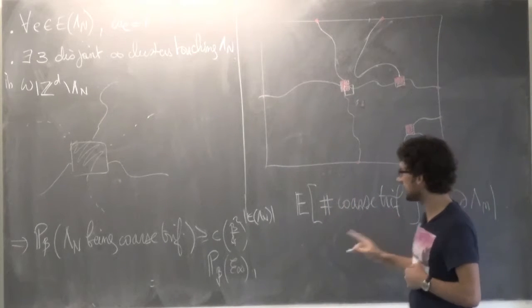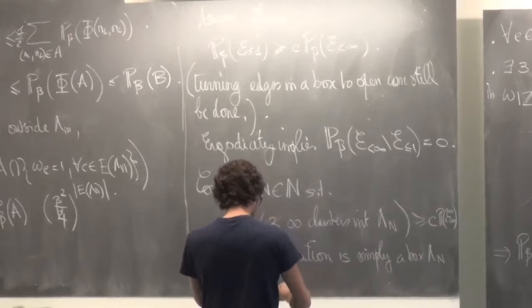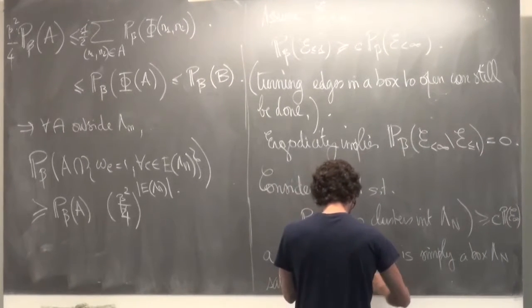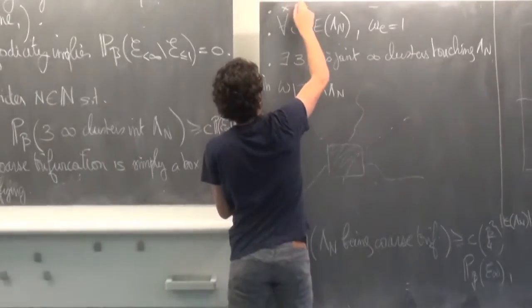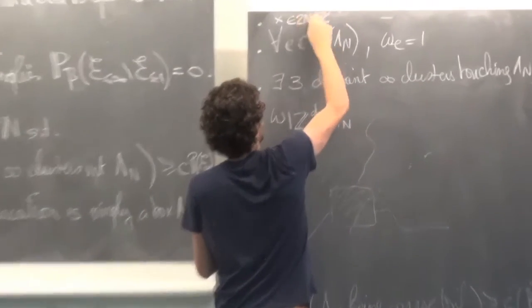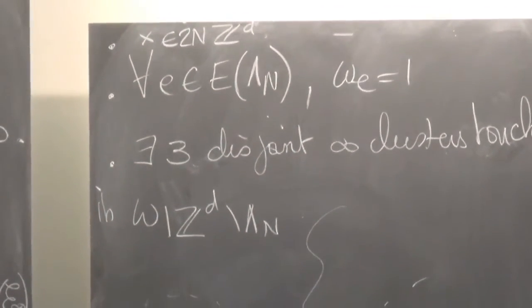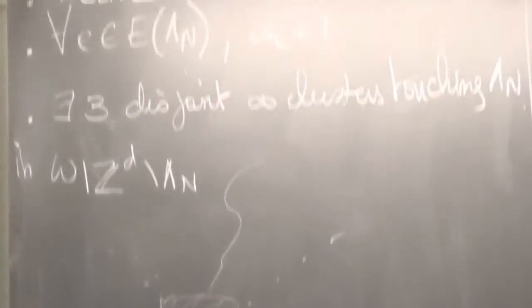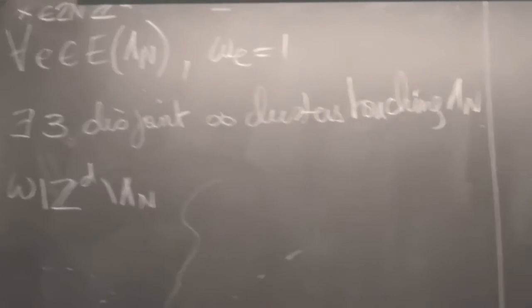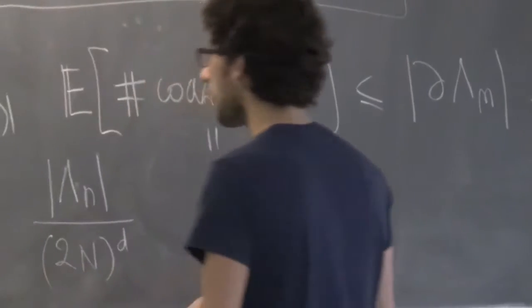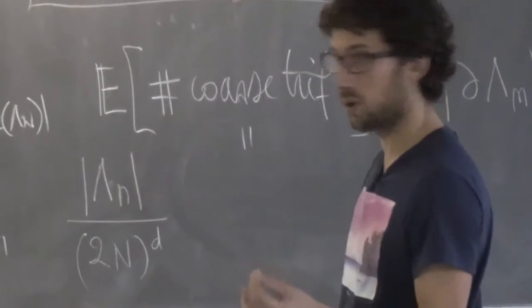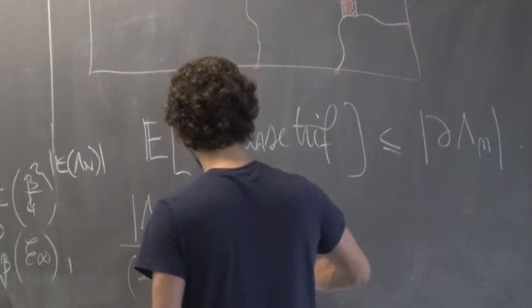So here, what I'm going to look at are the coarse trifurcations on a box, Lambda n, but I'm going to look at n times Z^d, centered. So maybe I should add centered. x belongs to nZ^d, or even 2nZ^d. Okay? So I get that. And this thing, well, it's what? It's Lambda n divided by 2n to the d, because I'm only looking at fewer boxes, times the probability of being a coarse trifurcation.